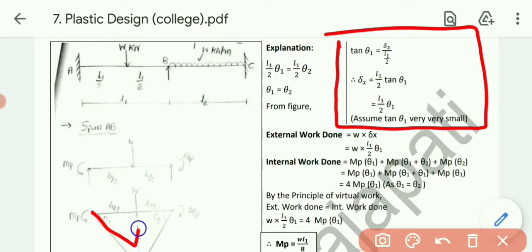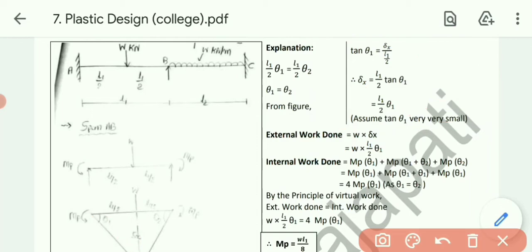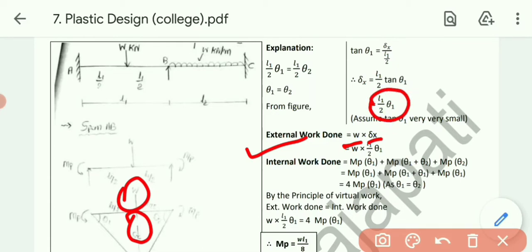Using this triangle, tan theta 1 equals delta x divided by L1 by 2. So delta x equals L1 by 2 tan theta 1, so ultimately L1 by 2 into theta 1. Let's assume tan theta is very small. Talking about external work done, it is load into deflection. Load is W, deflection is delta x, that is this one. Put down the value over here, so we will get W into L1 by 2 into theta 1.